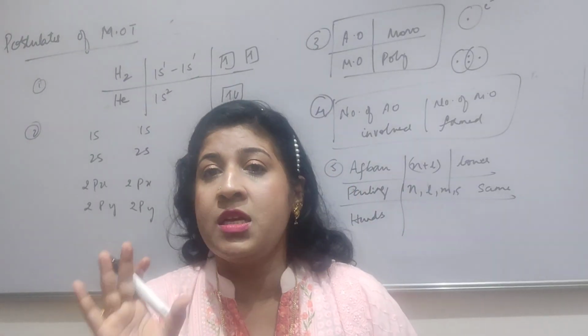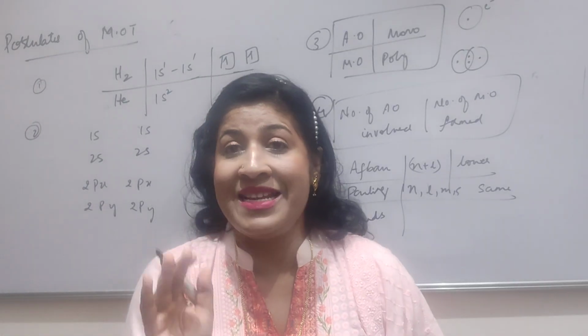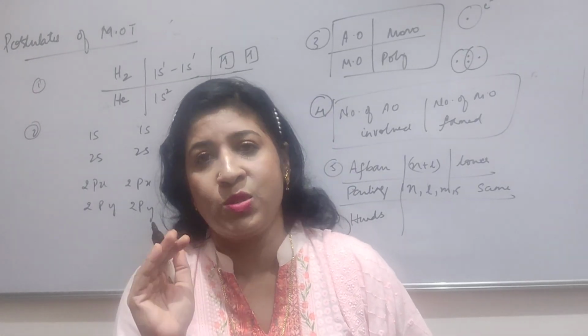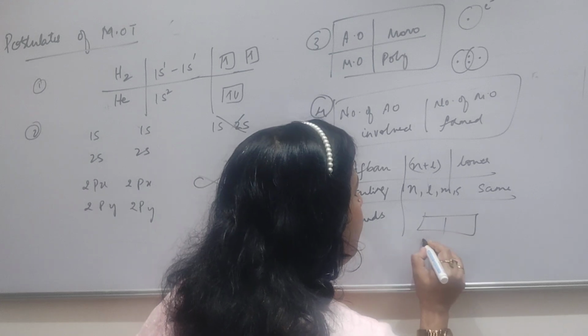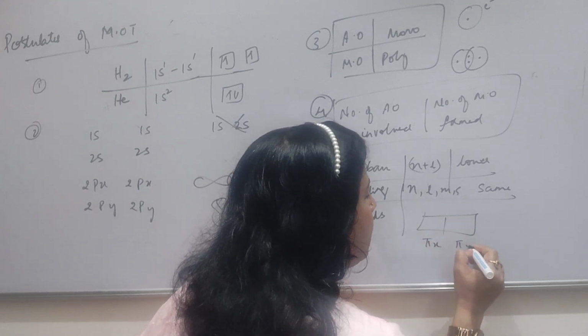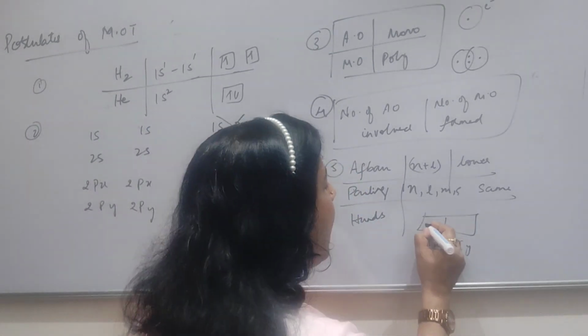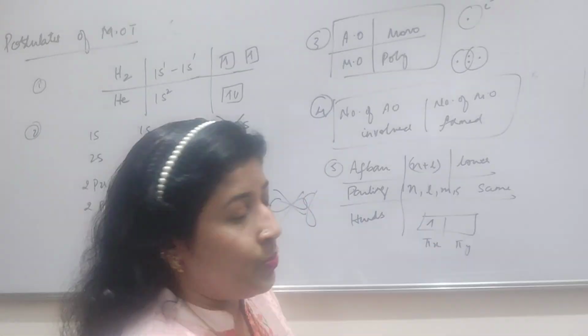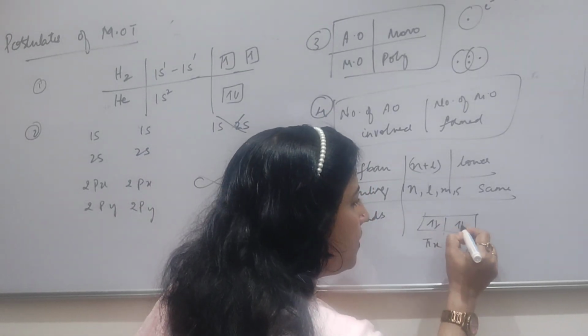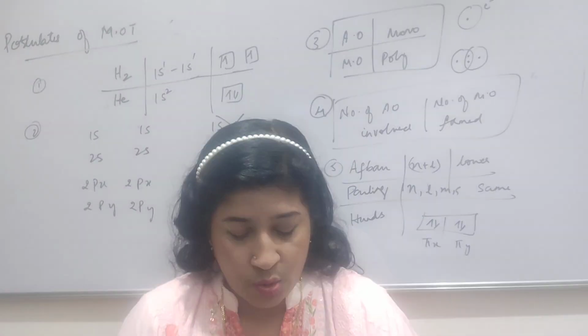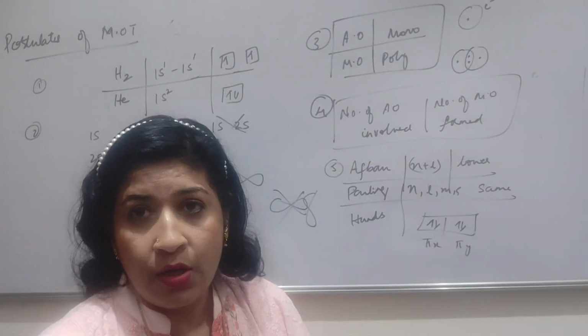That is, pairing is not possible unless and until each orbital has one electron. Suppose you have an orbital which has pi x and pi y. Pairing is not possible unless one electron goes to pi x, then the next electron goes to pi y, then the other electrons. So it follows all three rules.